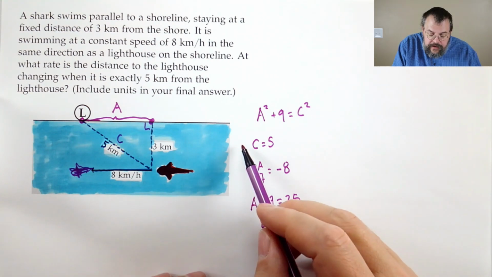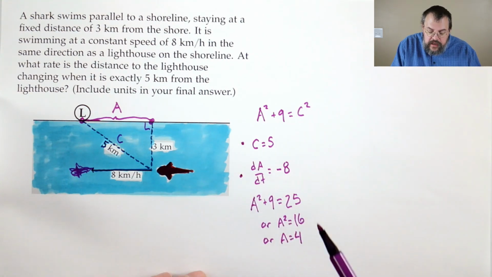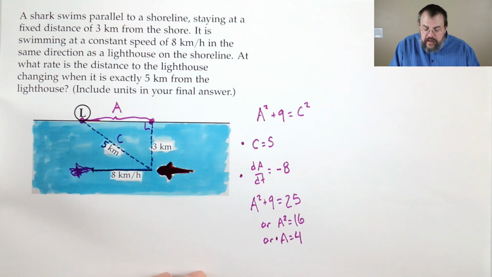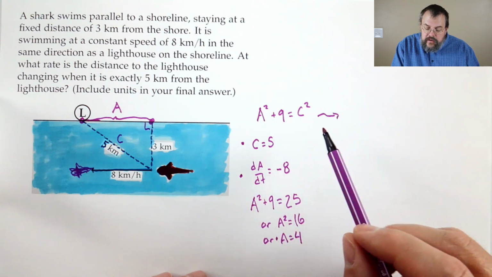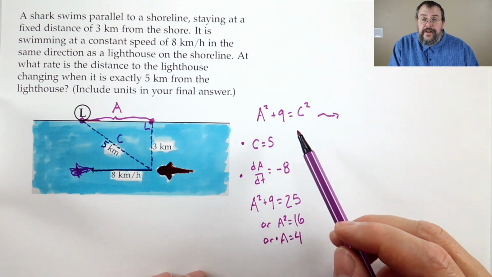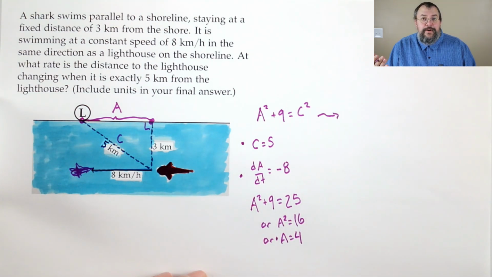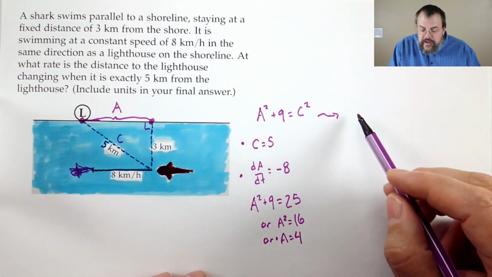So we now have information about C, dA/dt, and A. The only thing we don't know is what's happening to C. What's the change? And that's what we want. If we knew that, we'd be done. So take our derivatives.